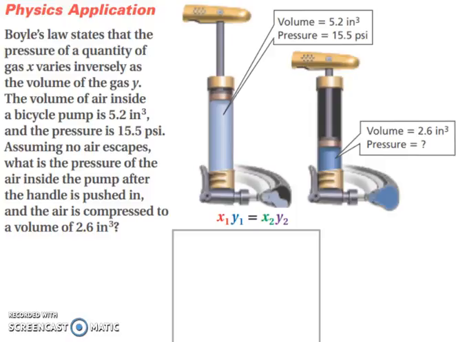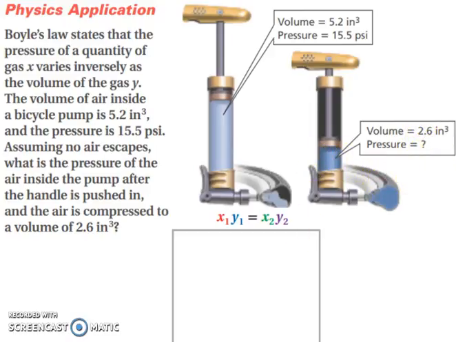Assuming no air escapes, what is the pressure of the air inside the pump after the handle is pushed in and the air is compressed to a volume of 2.6? So we have a volume of 5.2 inches cubed, and the pressure is 15.5 psi. But now when we push the handle in, we have a volume of 2.6 inches cubed. So what would be the pressure that's found?